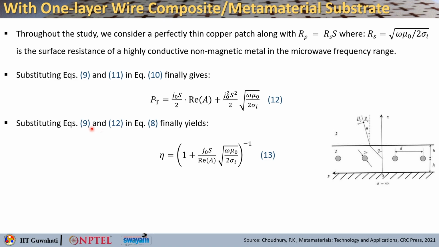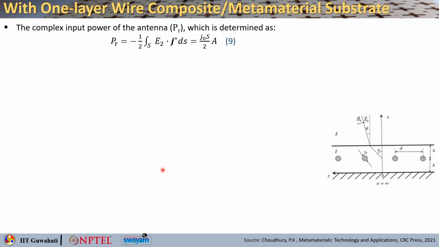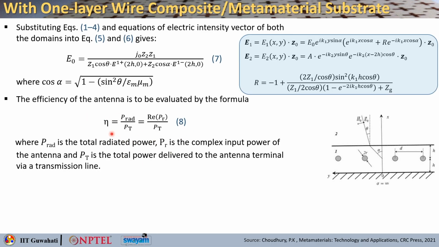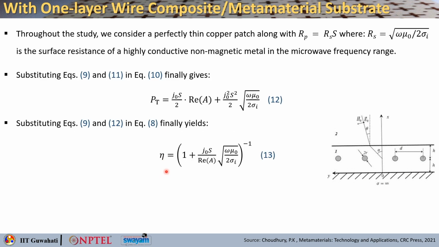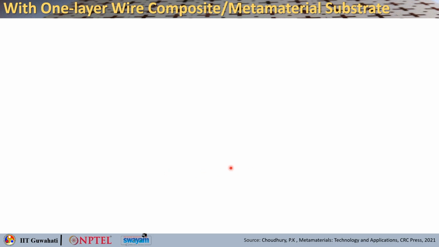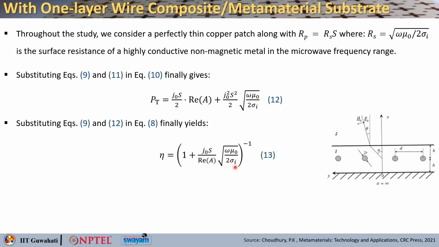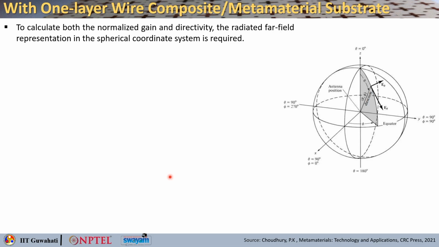And substituting this and 9 into equation 8, you can find out. So, equation 8, I will just show you what that is. This was your equation 8 that was giving you the efficiency of the antenna, where you required the real power of Pr by Pt. So, now you have obtained both. So, you can get the efficiency looking like this, which is 1 over 1 plus J naught S real of A times the square root of omega mu naught by 2 sigma. So, from the conductivity of the material you can also relate to the efficiency of the patch antenna.